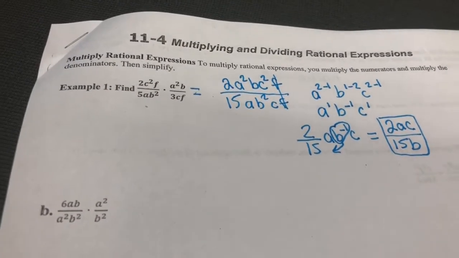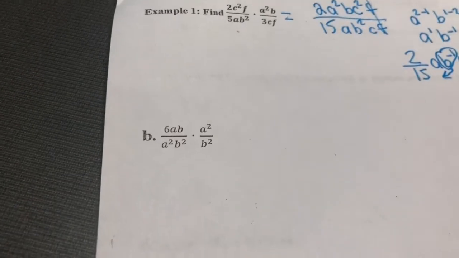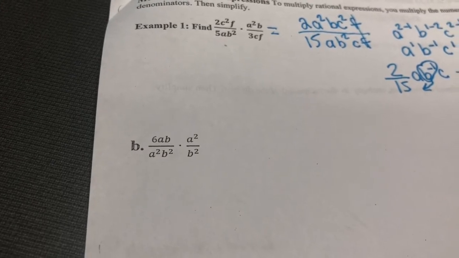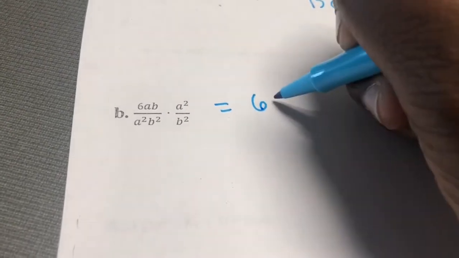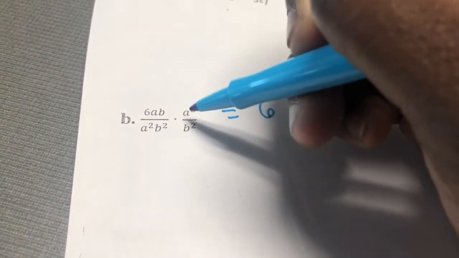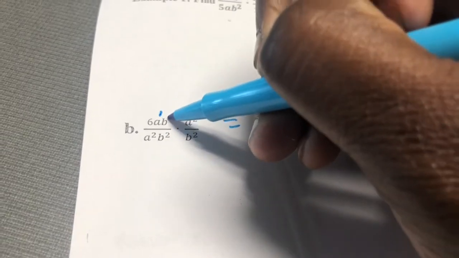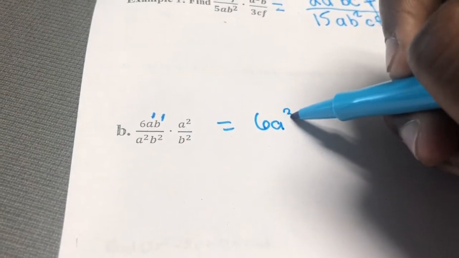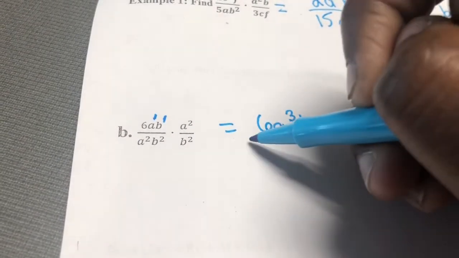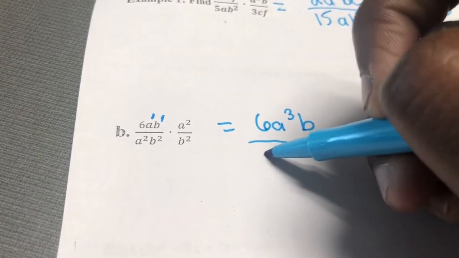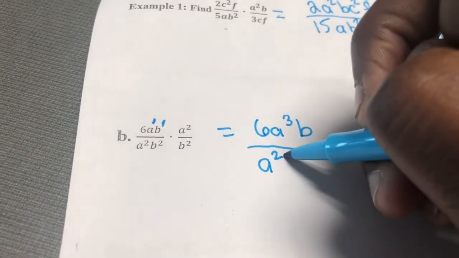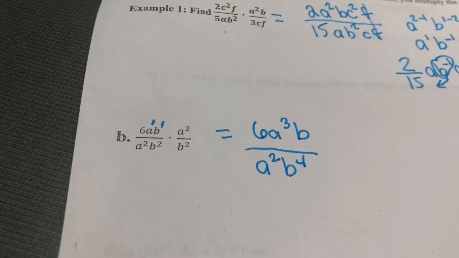Everybody got it? All right, let's practice another example. We have 6ab over a squared b squared times a squared over b squared. I'm going to multiply my numerator, and so I end up with 6. Same base on multiplication, we add the exponents. Remember, there's an invisible 1 here and an invisible 1 there. So we add those exponents, and we end up with a cubed b. On the bottom, we multiply a squared just by itself. Same base on the b's, we add those exponents, and that becomes b to the 4th power.